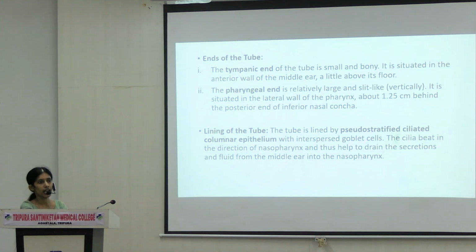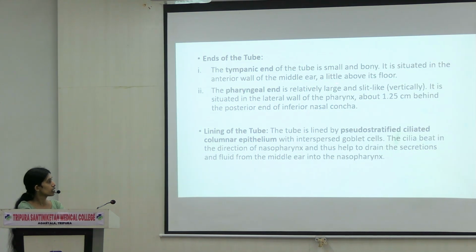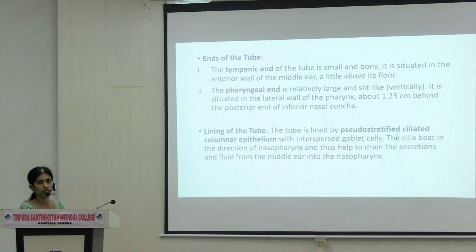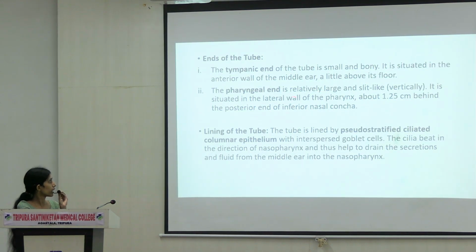Ends of the tube, we have two ends. The first one is the tympanic end and the other one is the pharyngeal end. The tympanic end of the tube is small and bony. It is situated in the anterior wall of the middle ear, just a little above its floor, and the pharyngeal end is relatively large and a slit-like structure which is present vertically. It is situated in the lateral wall of the pharynx about 1.25 cm behind the posterior end of the inferior nasal concha.